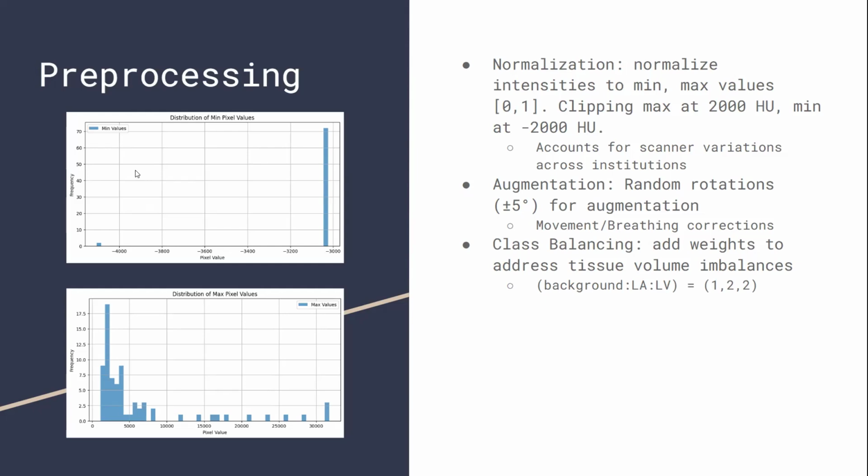And what axis are you rotating? We're rotating around all three axes, so X, Y, and Z. Oh, I see. We're just doing it along the XY plane. So you have an XY image, Z is perpendicular to us, and you rotate this way. Yeah. Okay. And we also did some class balancing to add weights to address tissue volume imbalances from image to image. So that was our pre-processing, and now Bryce will get into the nitty-gritty of our training and results.